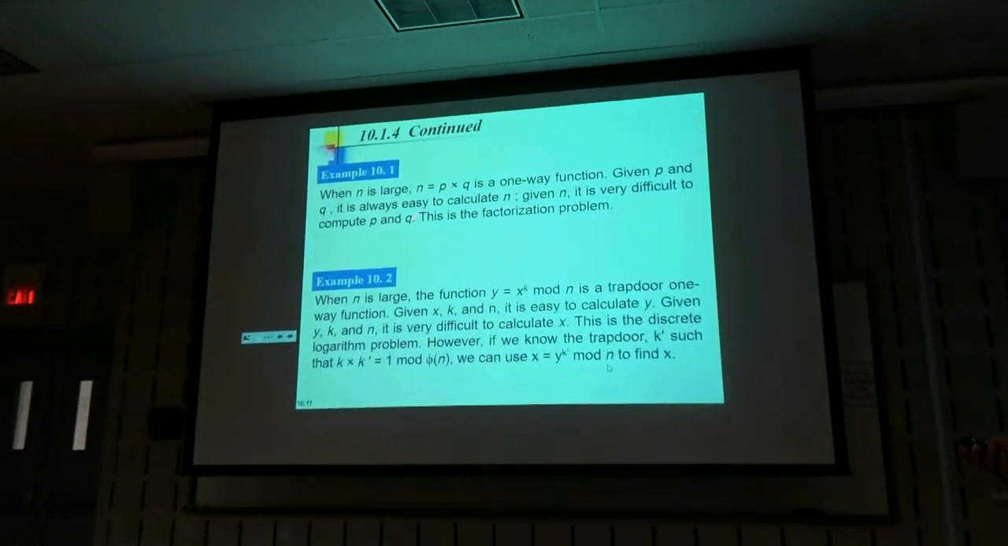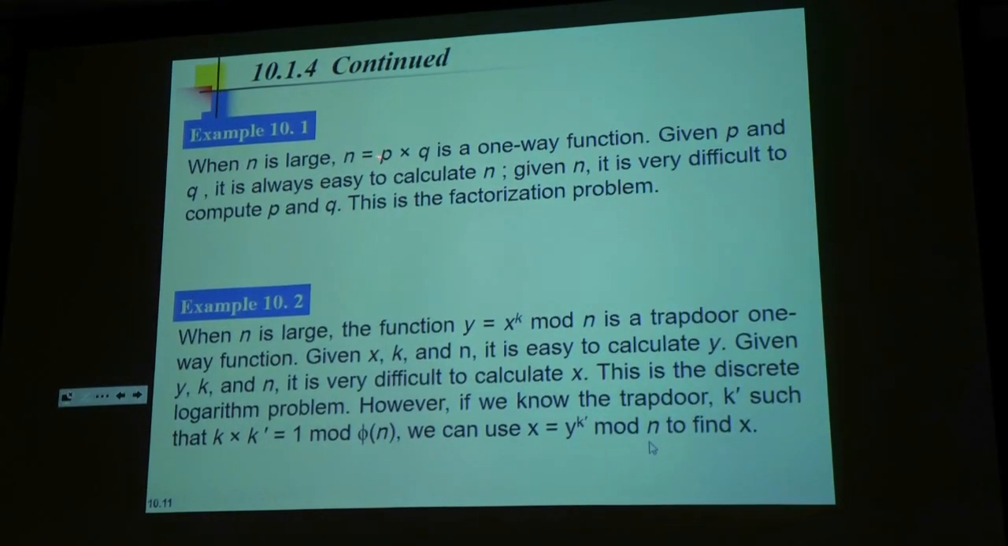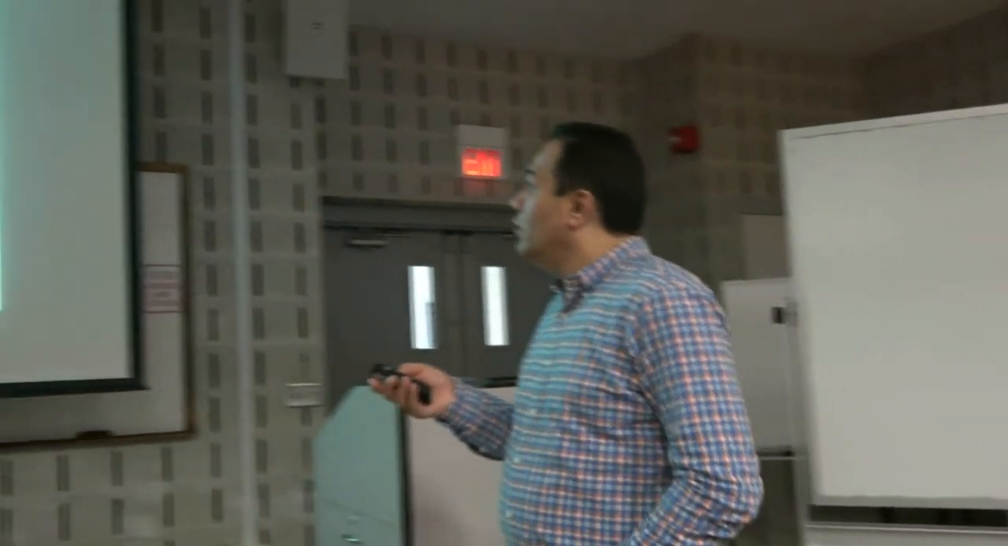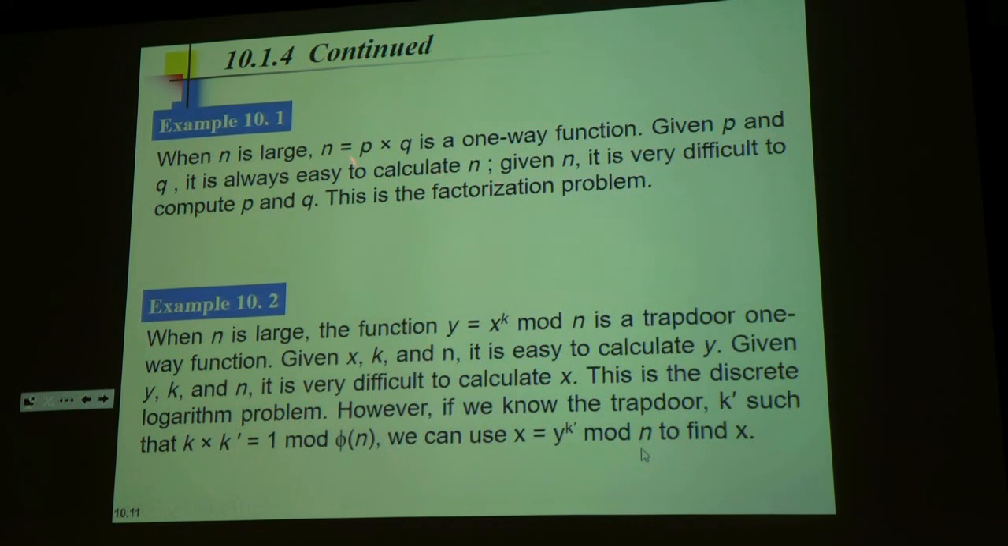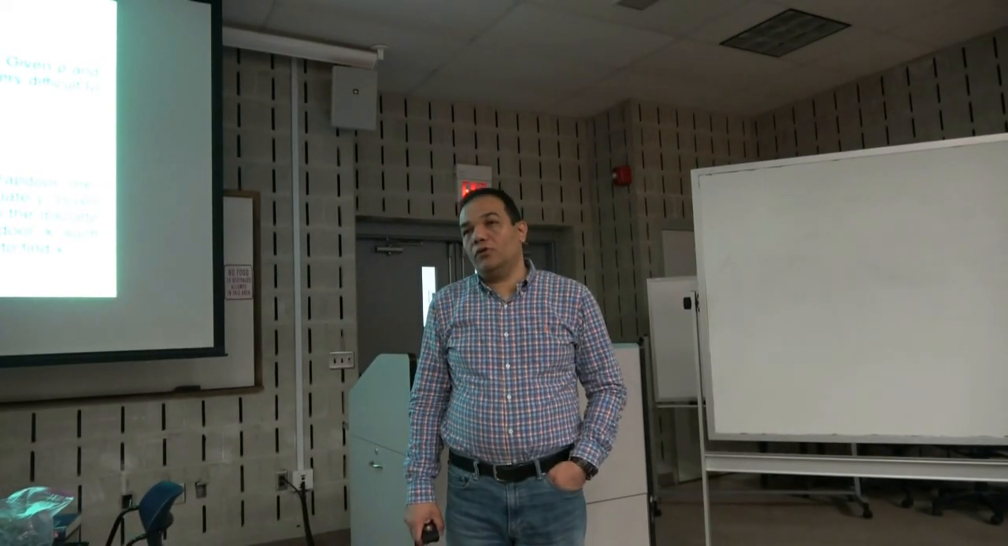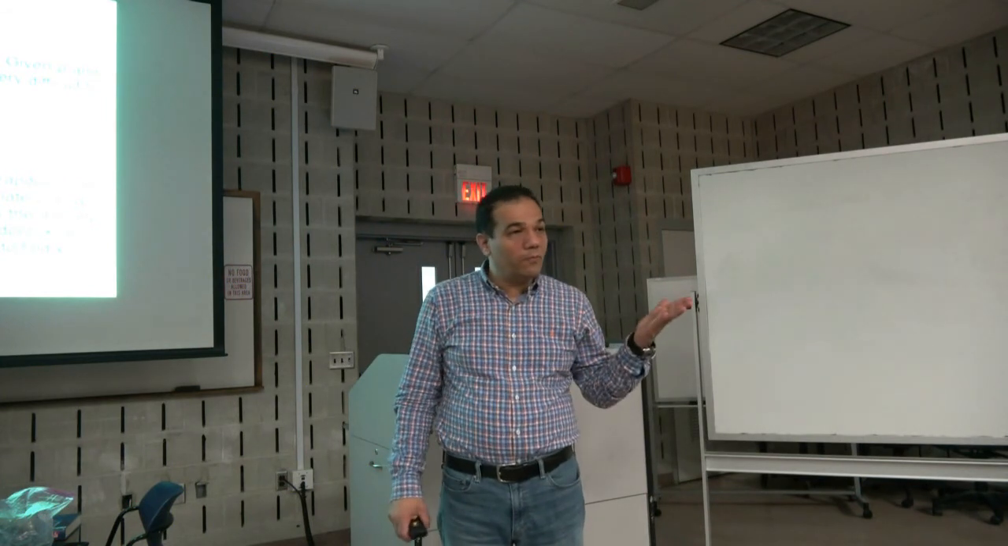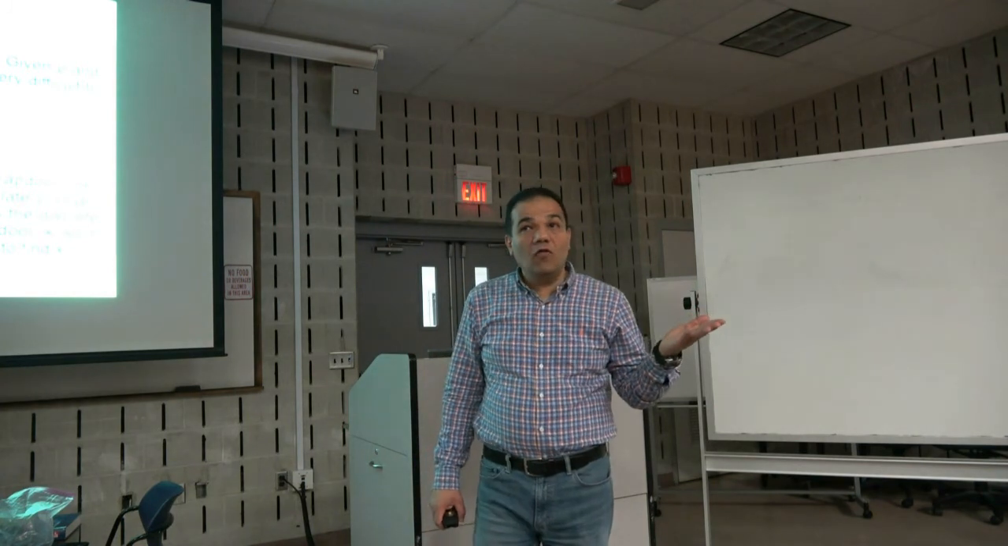All right, so an example. When n is large, n equals p times q, and from the math lecture, p and q are prime numbers. They have to be prime numbers. So if we take a big number, divide it into two numbers, and multiply them together, and these two numbers are primes, it is a one-way function. Given p and q, it is always easy to calculate n. If you have p and q, can you calculate n? Yes. Given n, it is very difficult to compute p and q. If n is so big, like 300 digits, is it easy to calculate p and q? It's very hard. Possible if you have a very complex supercomputer, but it's very hard. So this is what we call a one-way function.